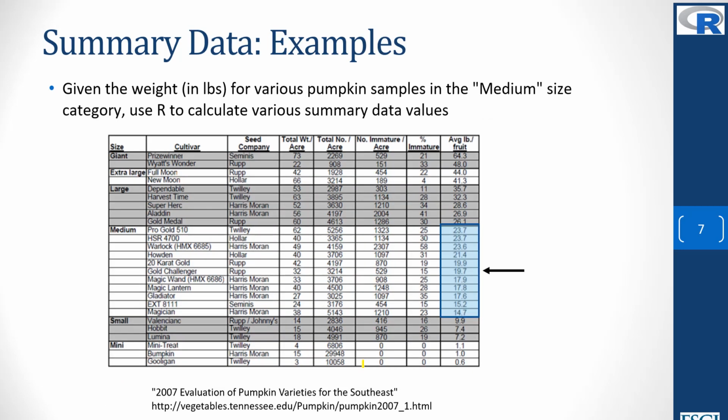So we're going to look at some examples here for the summary data. There's a neat little study on the web evaluating pumpkin varieties in the southeast, done by University of Tennessee. So here's a screen snip of some of the data they collected, and you can see we have various categories of pumpkin sizes, and then we have the name of the type of pumpkin, the nickname, seed company that provided it, the total weight per acre. More data here. We're going over here to the far right column, the average weight per fruit. This is in pounds, and we're going to extract this data for the medium size category of the pumpkins, and we're going to do some summary data for this little subsection I have highlighted here.